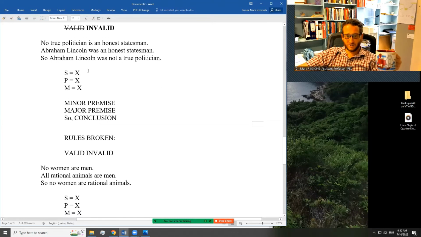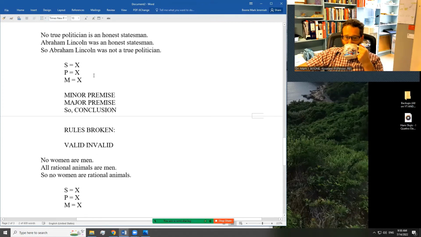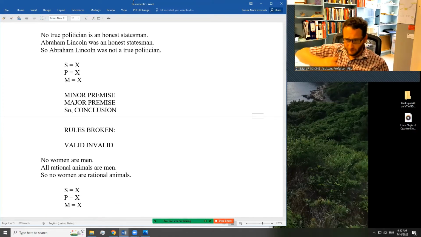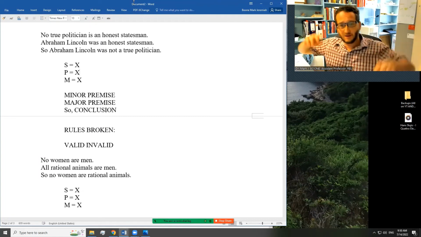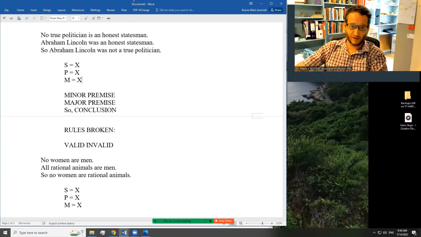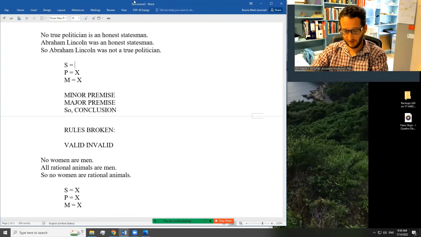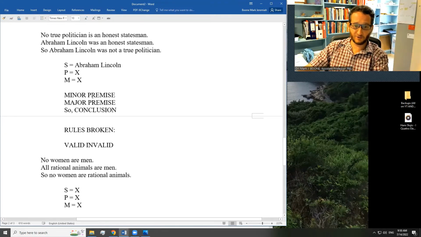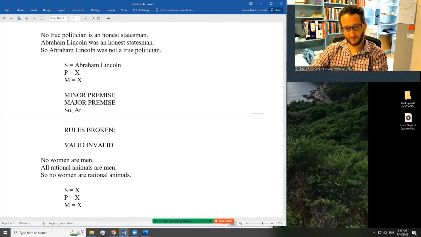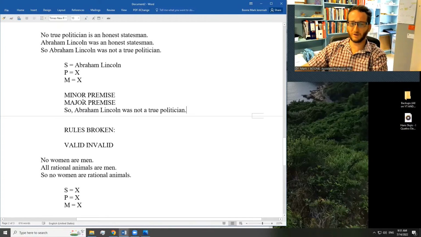All right, no true politician is an honest statesman. Abraham Lincoln was an honest statesman, so Abraham Lincoln was not a true politician. This is one where we really want to avoid those rookie mistakes with time and singular plural. The minor term is not Abraham Lincoln. And the conclusion is not Abraham Lincoln was not a true politician. Not if we're going to put this in a formal fashion.